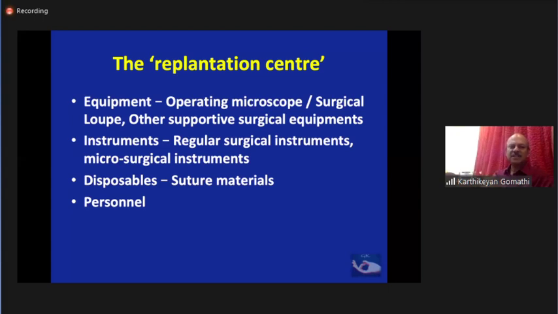Now, the patient has had an amputation and the part has been preserved and is being brought to the replantation center. Now, what is a replantation center and how do we organize a replantation center? The first is you need equipment, an operating microscope, a surgical loop, other supportive surgical equipment, diathermy, tourniquet, all that. The instruments especially have to be a little more special. You need regular surgical instruments and specialized micro instruments. You need disposables like suture materials, micro suture materials, and then most important in any organization, the personnel.